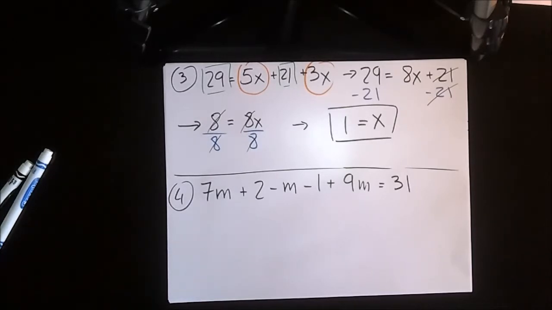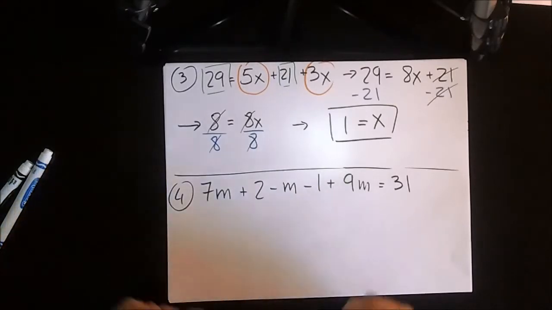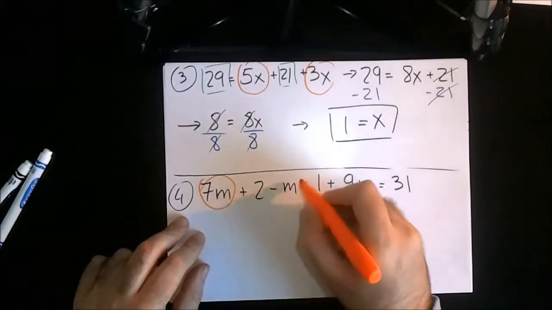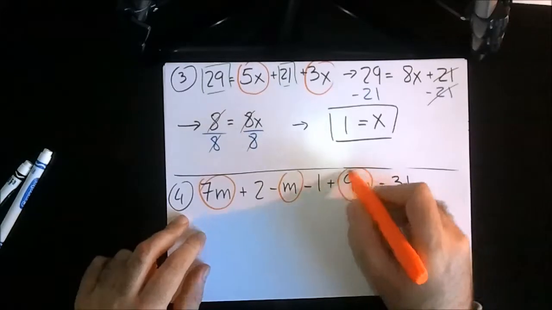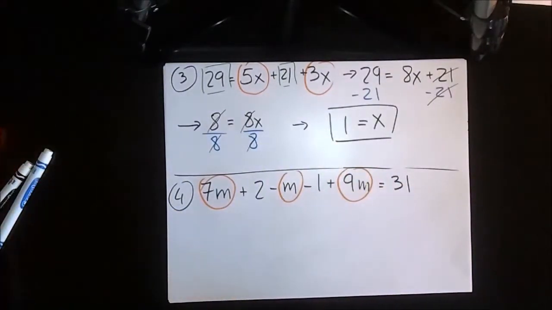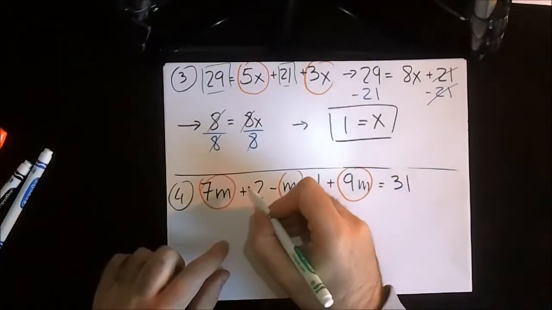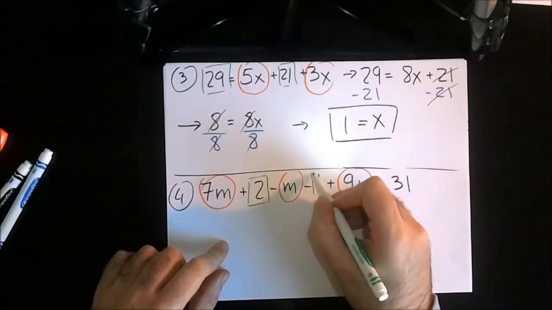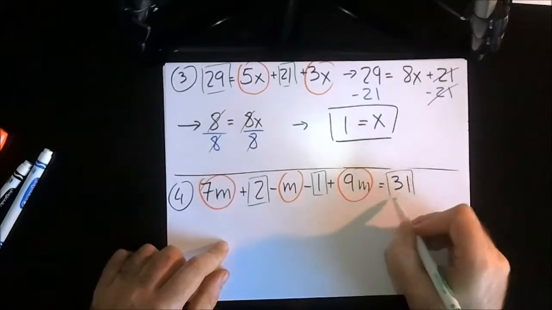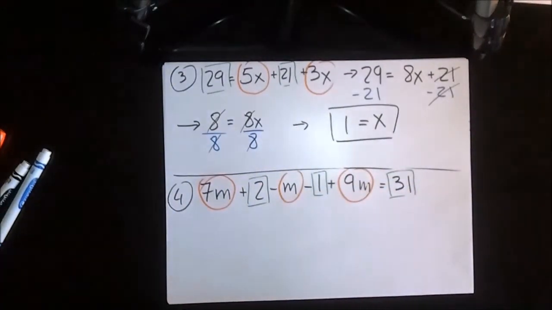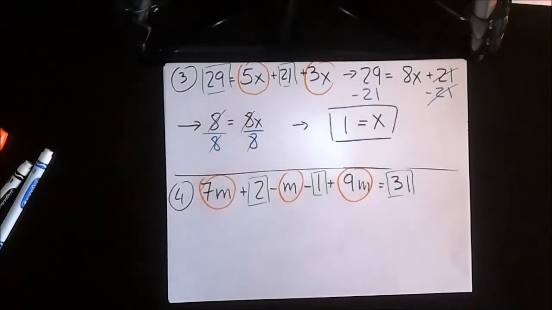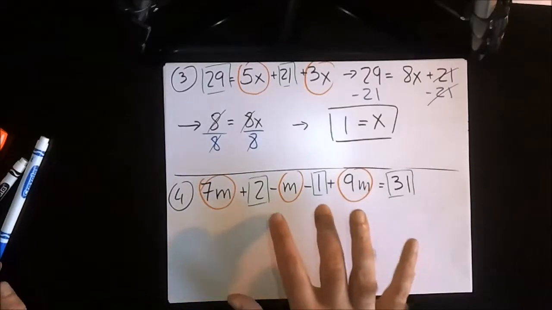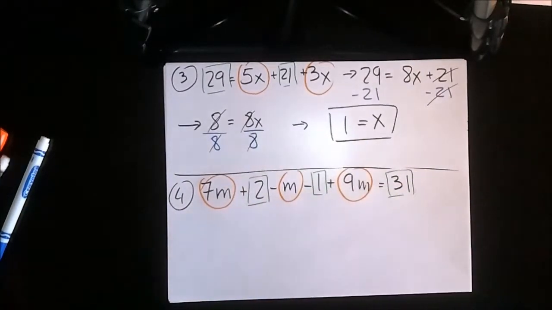This one has 5 total terms. Makes no difference because we still have 2 different term types. I want to combine them. I have the m terms. Combine those. I have the constants. And I'm going to try to combine those. Remember, I can't combine the 31. Even though I marked it, it's on the other side of the equation from the other 2, so I can combine these 2, but not this one.